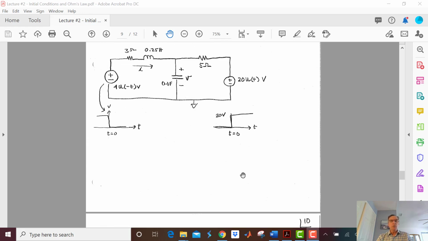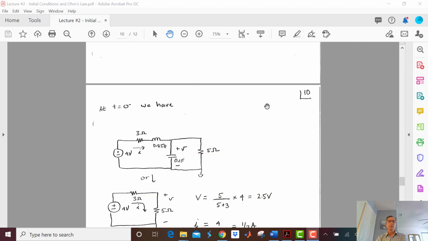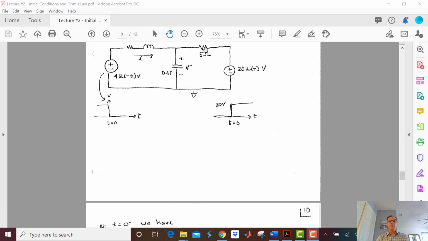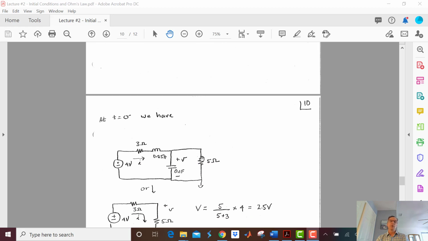At t equals 0, I'm going to draw the circuit at t equals 0 minus. I know this just looks like a voltage source of 4 volts, and this looks like a short circuit, because that's what a voltage source looks like when it's disabled. And so here it is. At t equals 0 minus, we have the 4 volt source, and then we have that 5 ohms going to ground. And you can see I just drew it this way.